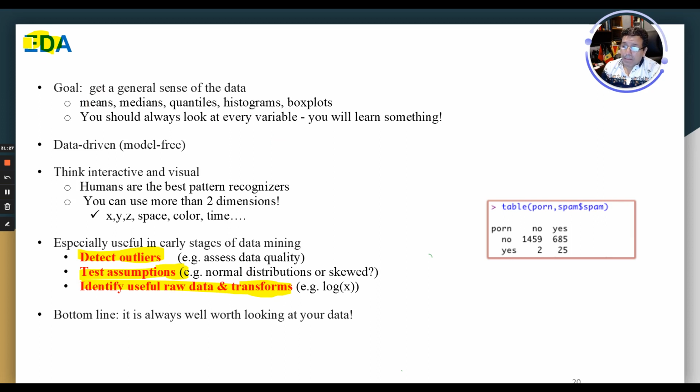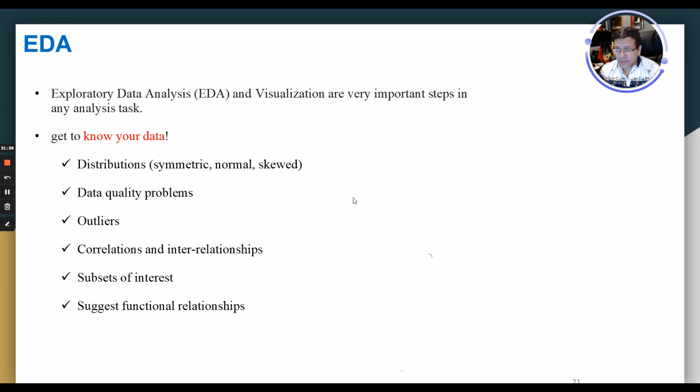So EDA is used to help us understand and explore every bit of the data in terms of the quality of this data. With EDA, it's going to help us to understand the distribution, the quality, the outliers, the correlation and interrelationship, subsets of interest, and suggest functional relationships. It is going to help us to get to know the data better. And remember, knowing your data better is going to help you design a better solution.